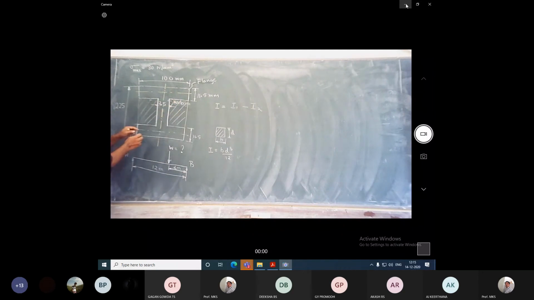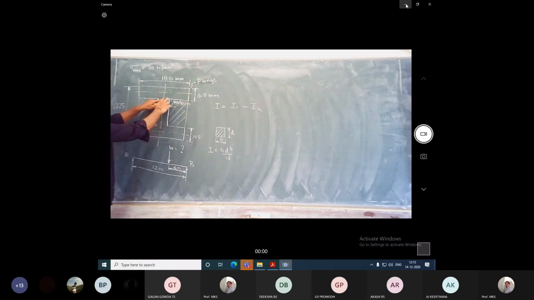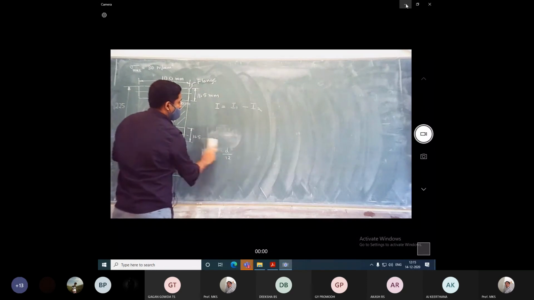I'll tell you once again. I need to find the moment of inertia for this I section. To find that, consider only the outer boundary as a rectangle. For this outer rectangular portion, I will find the moment of inertia, that is I1. Then I subtract the moment of inertia for these two portions that I have hatched here, that is I2. Then I will get the moment of inertia for the I section. Okay, so now let me find the moment of inertia first.